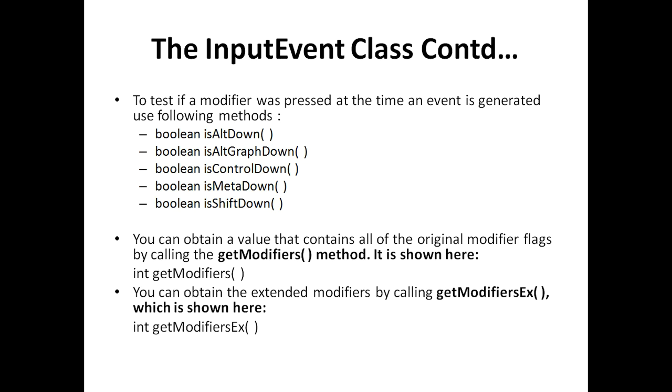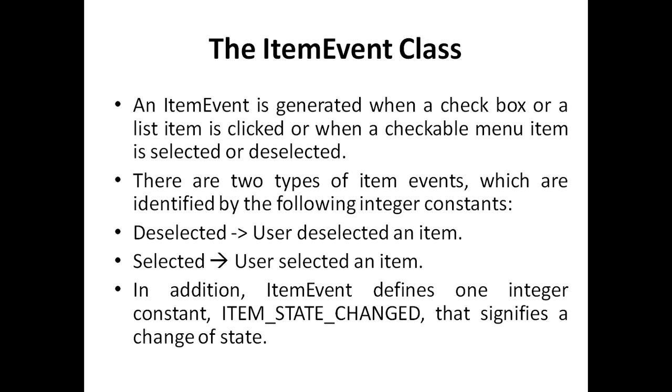To test if a modifier was pressed at the time an event is generated, you can make use of these following methods. Then you can obtain a value that contains all of the original modifier flags by calling the getModifiers method. You can obtain the extended modifiers by calling getModifiersEx by using the following syntax: int getModifiersEx with no parameters.